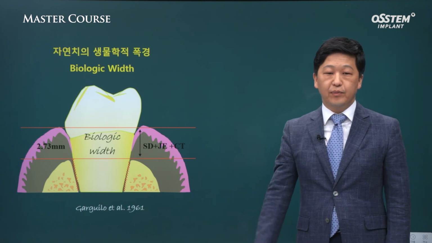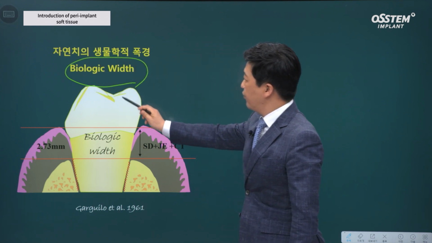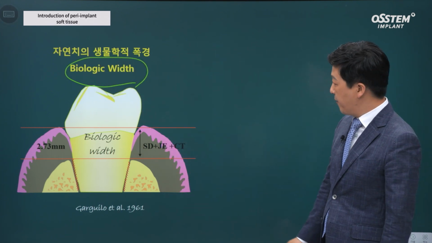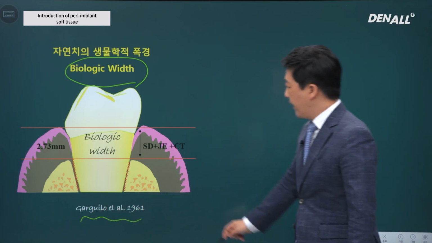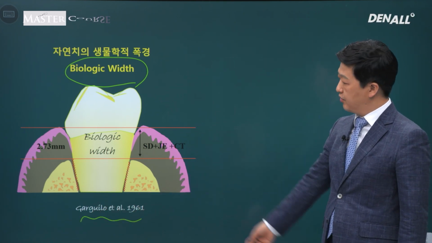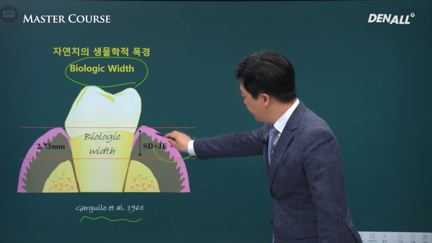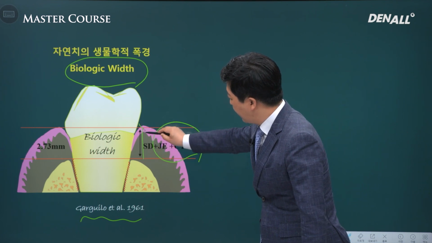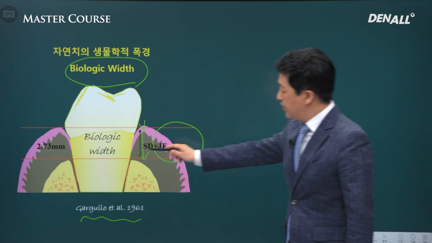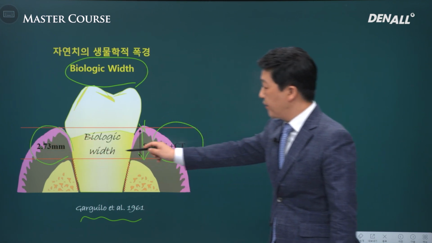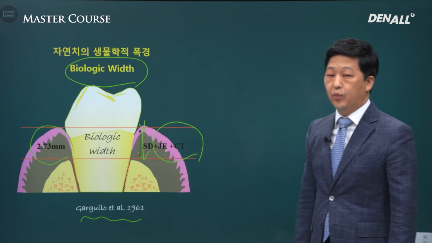The most important concept is biologic width of natural tooth. In 1961, a scholar called Gargiulo introduced the concept of biologic width. This distance combining junctional epithelium and connective tissue is very important. On average, the distance is 2.73 millimeters. This area is referred to as biologic width.